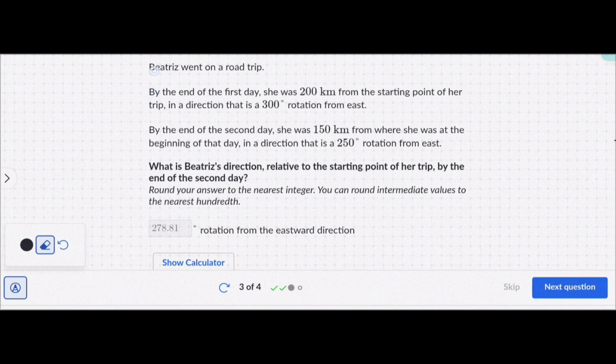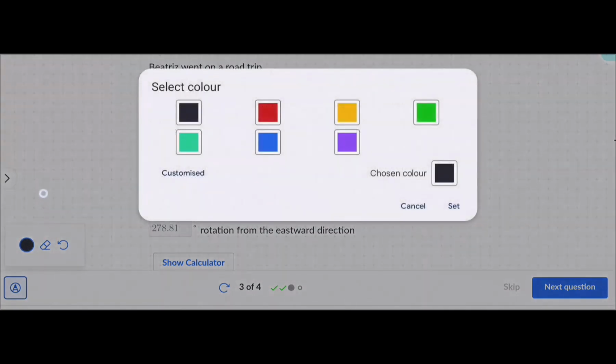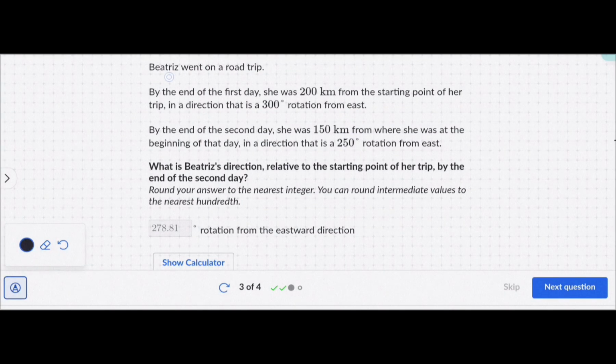Here there is a person, Beatrice, whatever the name is, who went on a road trip. By the end of the first day, she was 200 km from the starting point of her trip in a direction that is 300-degree rotation from the east. Let's say east, north, south, west. East is in the x direction, I mean i cap, positive x axis.